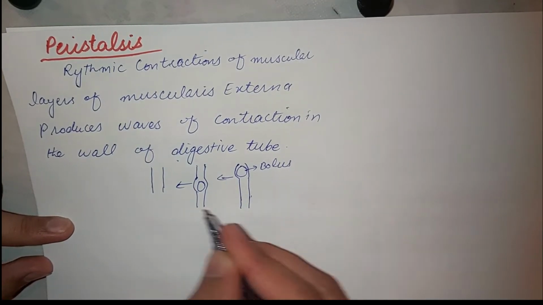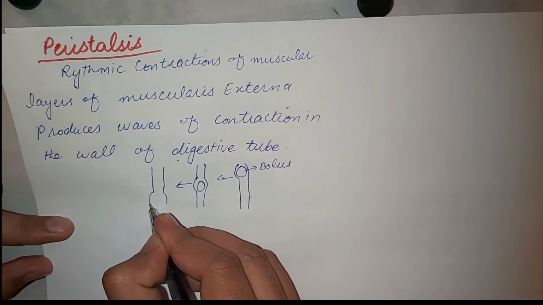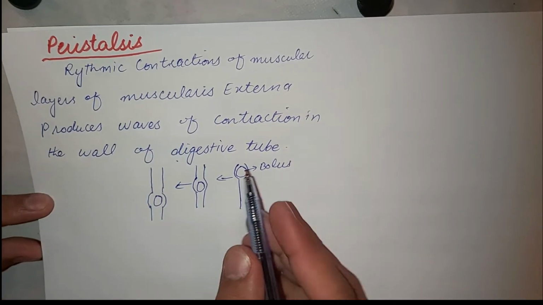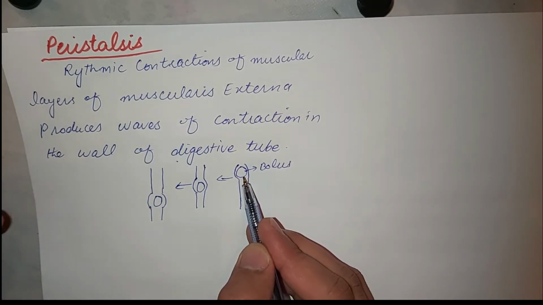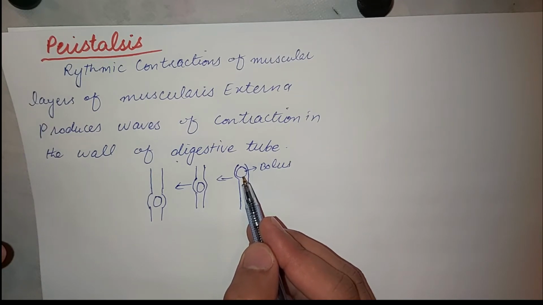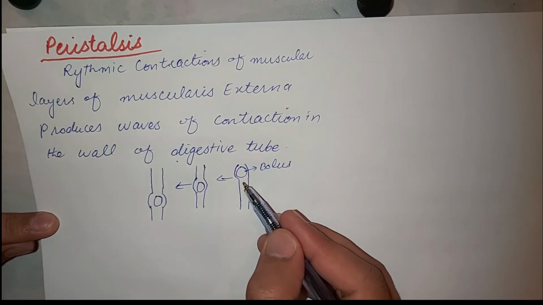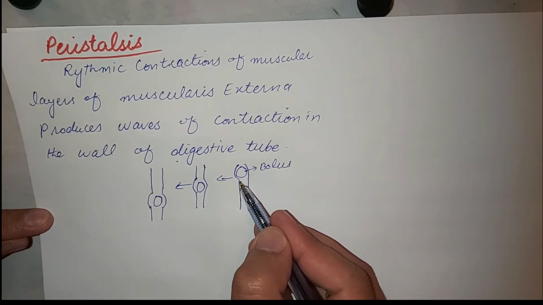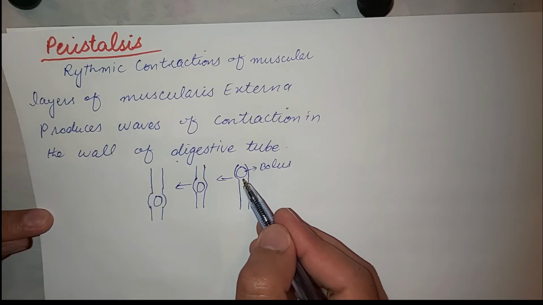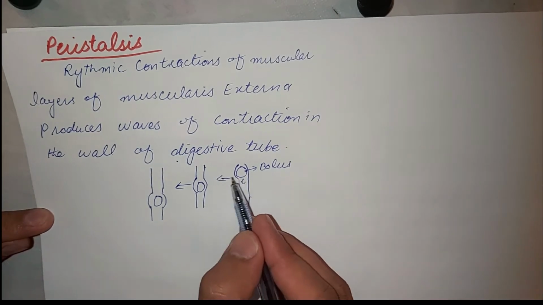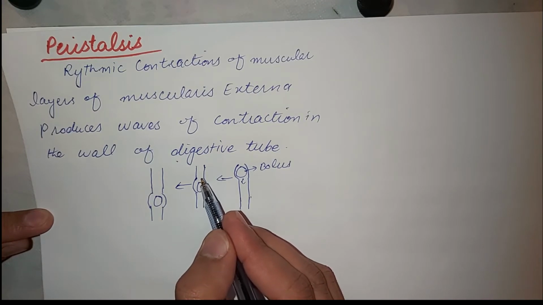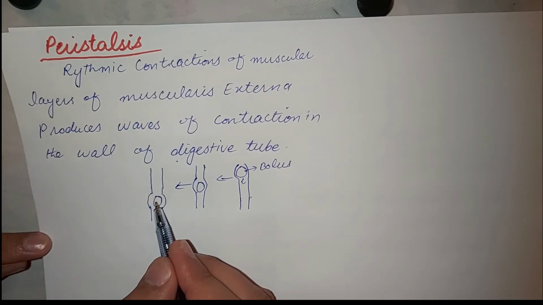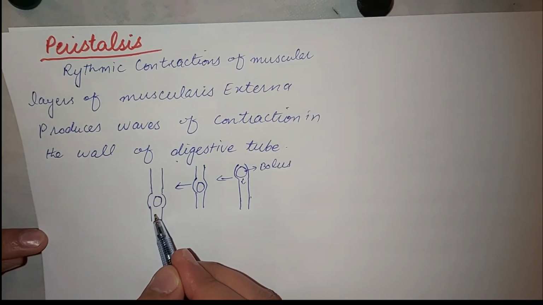This is the esophagus and the bolus is moving downward. You can see here the bolus is at the upper side. Due to peristalsis activity, the esophagus walls constrict and the bolus moves downward. Here you can see the bolus has moved downward, and in the third picture the bolus has moved even further down.